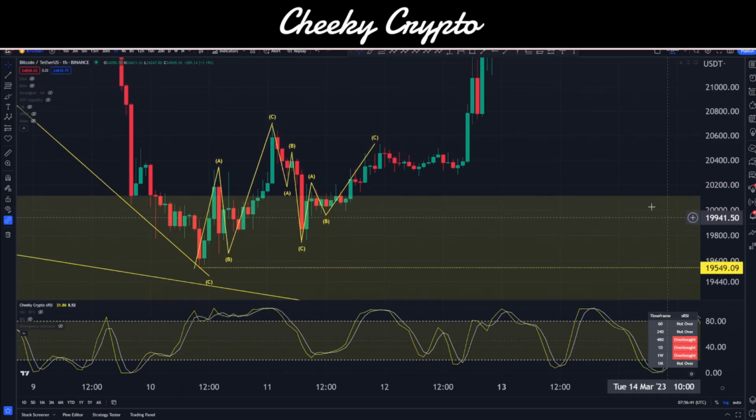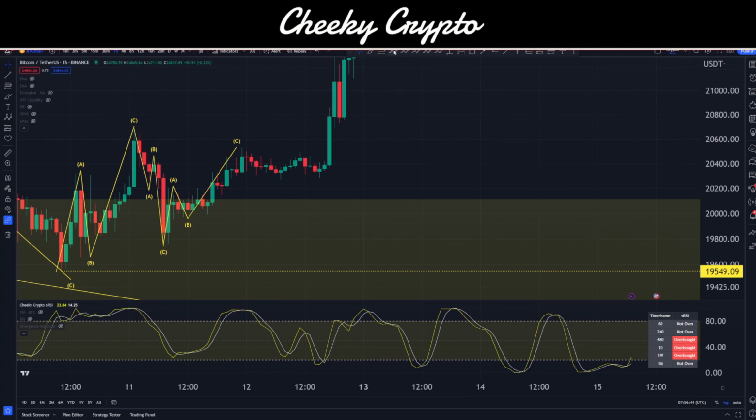Okay, so then we end up with this string of corrections. We can also quite easily see that there's a correction to the downside over here. Can quickly do that one, nothing major there.